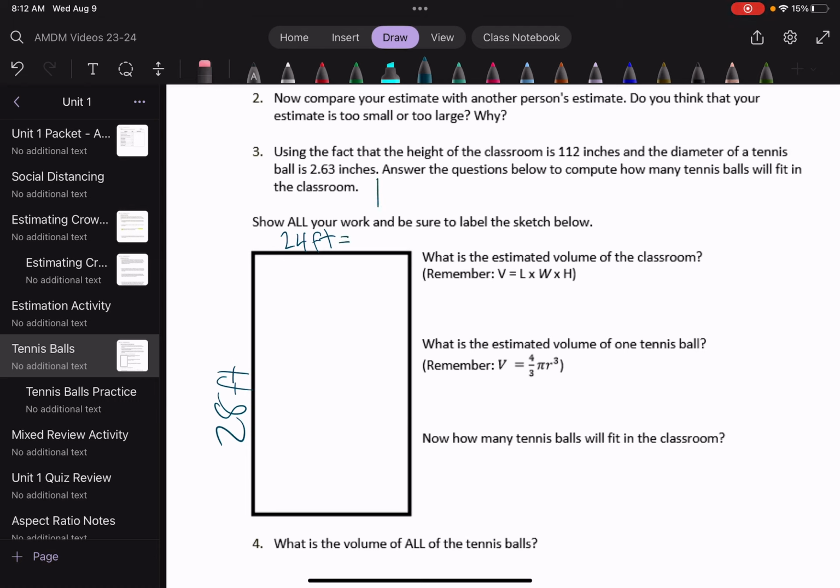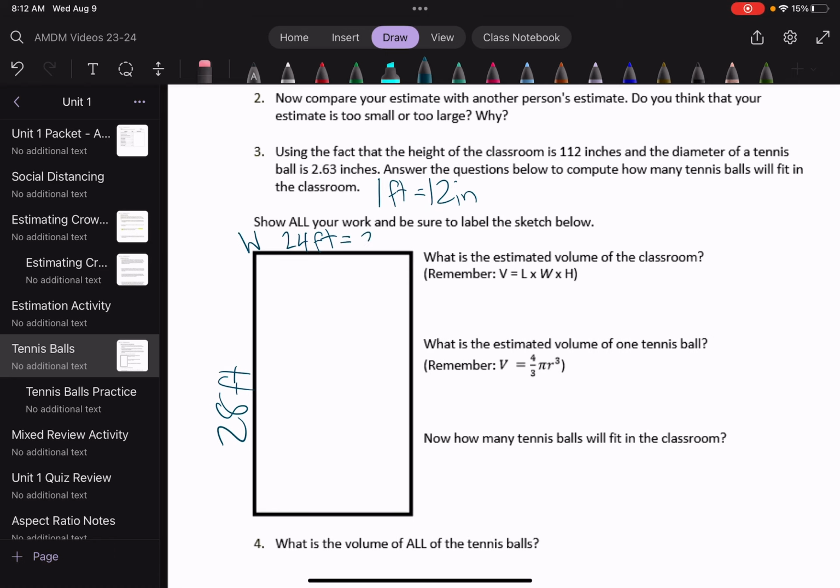I know that 1 foot is equivalent to 12 inches. So I'm going to take that value of 24 and multiply it by 12 to get that the width of the classroom is 288 inches. I'm also going to know that the length of the classroom, I'm going to take that 28 and multiply it by 12 to get that the length of the classroom is equivalent to 336 inches. We were also given that the height of the classroom, so I'm going to go ahead and do this in a different color. The height of the classroom was given to us at 112 inches.